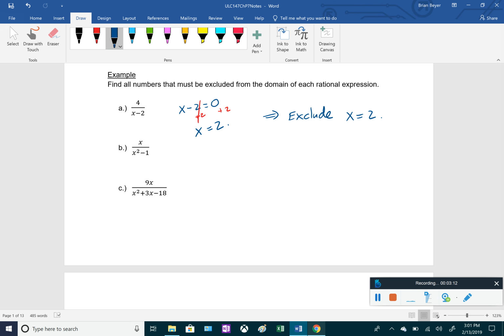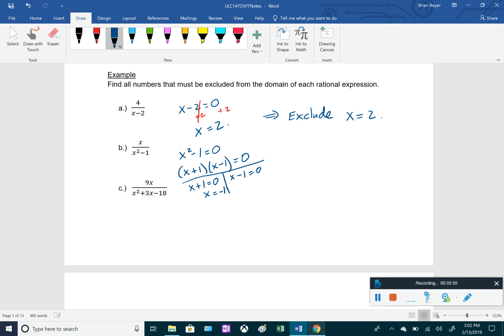Next one, we have x over x squared minus 1. For this one, the denominator cannot be 0 once again, so we set that equal to 0. We can factor this as x plus 1 times x minus 1. The only way x plus 1 times x minus 1 is going to be 0 is if either factor is 0. You may have already done this in the past, but we'll be getting into it more in depth. The only way something times something equals 0 is if one of those factors is 0. So we set this one equal to 0, and we set this one equal to 0.